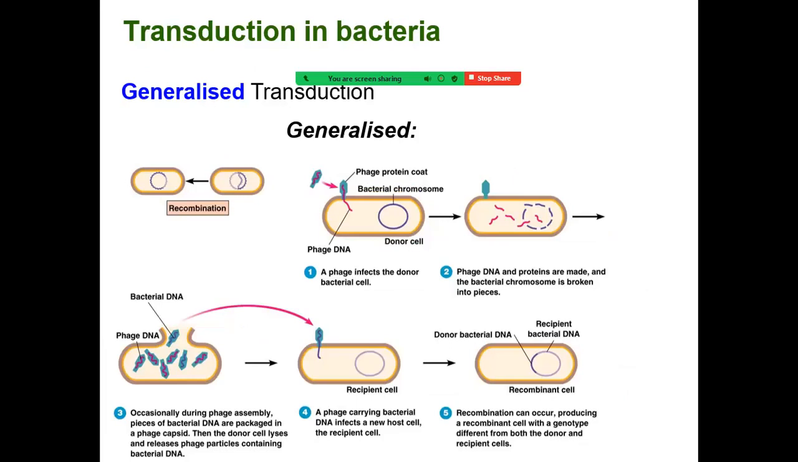So transduction happens with a virus, and then a mistake gets made. Instead of the viral DNA being incorporated into all the viruses, one or a few get the host chromosome DNA, and then that's injected into this cell, and then this cell picks up new genetic information.